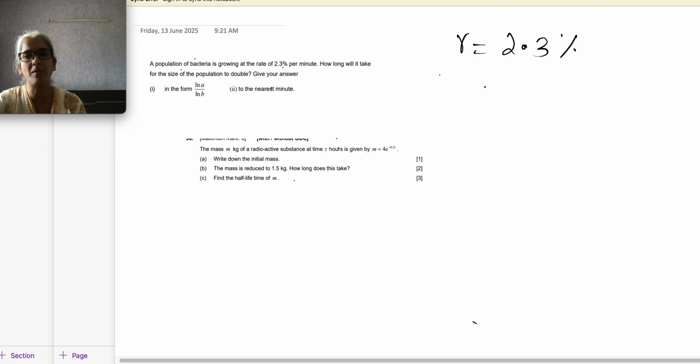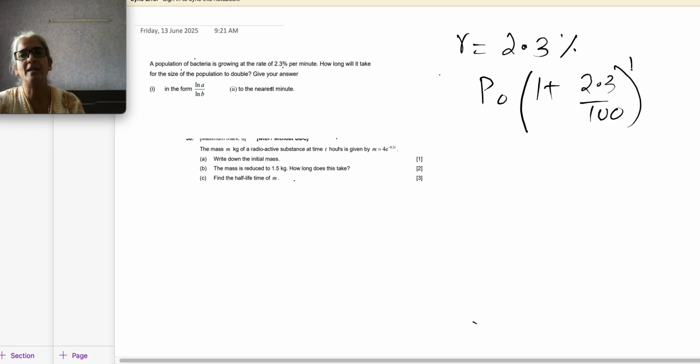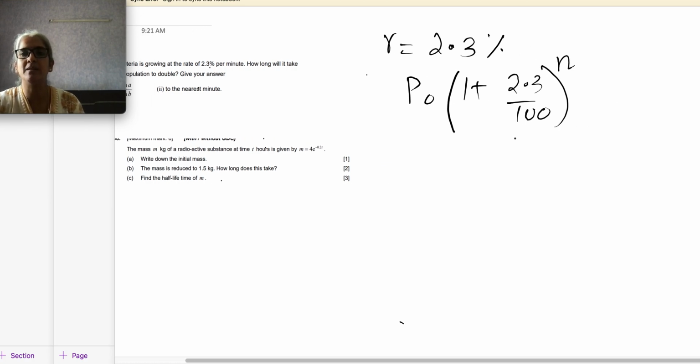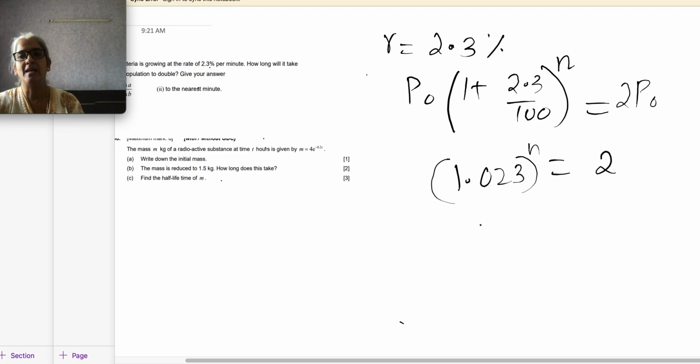Right? So the initial population is P0, same as your principal in the case of compound interest, 1 plus R by 100 raised to n, where n is the number of years. In this case it's the number of minutes because the rate is given per minute, and the question asks when this will become double. So when will this be twice of P0? P0 is the initial population. So 1.023 raised to n is 2.